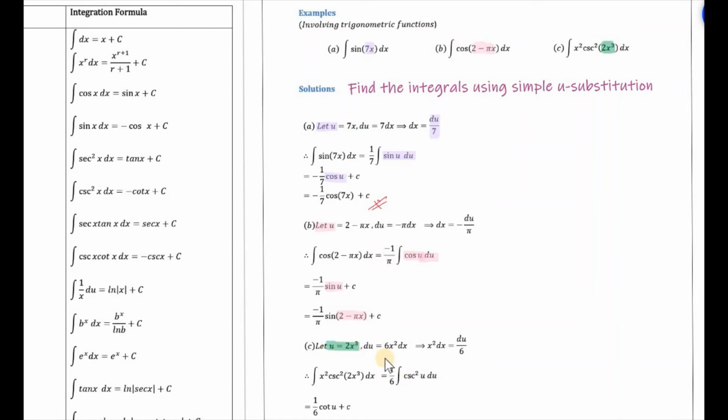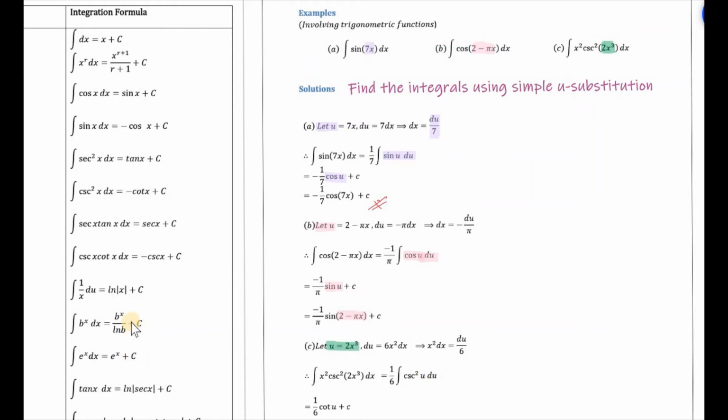Then we differentiate: du dx is 6x squared dx, and rearranging it, we need to replace the x squared dx. x squared dx is du over 6. So hence 1 on 6, put it outside. x squared dx just now is du over 6 and cosecant square u.